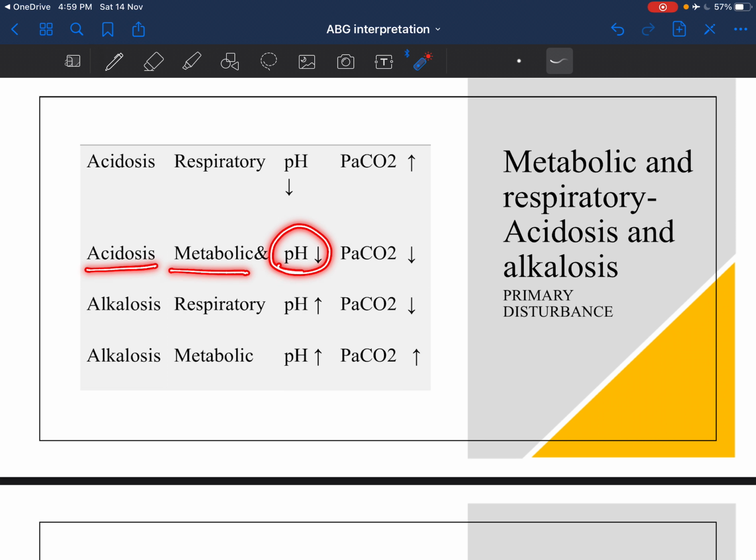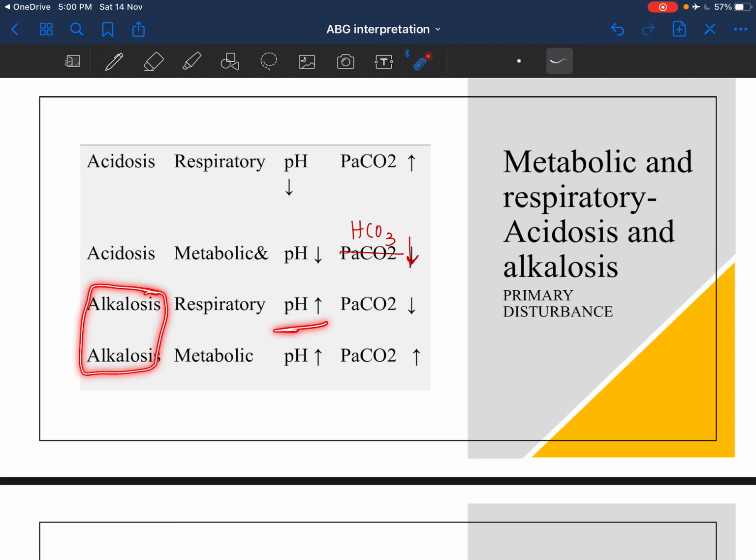So, again acidosis means pH is reduced. How do you say metabolic? Metabolic means a bicarbonate decrease. I am sorry for the typo error. Okay. So, bicarbonate decrease. Next, you have alkalosis. Alkalosis means pH is increased. How do you know whether it is metabolic or respiratory? A metabolic cause will have a bicarbonate increase. A respiratory cause will have a carbon dioxide decrease.